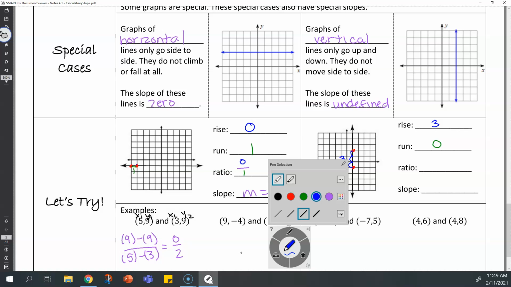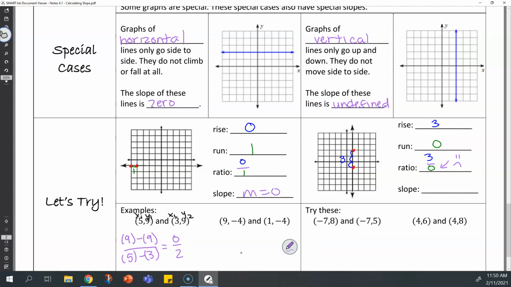Now, if you're familiar with math, you know that when I write this ratio, I get 3 over 0, which is kind of a problem. I can't divide by 0. Mathematically, it doesn't work, okay? Which is how we get the slope being undefined. I cannot divide by 0, so I cannot give this slope a definite value, okay?